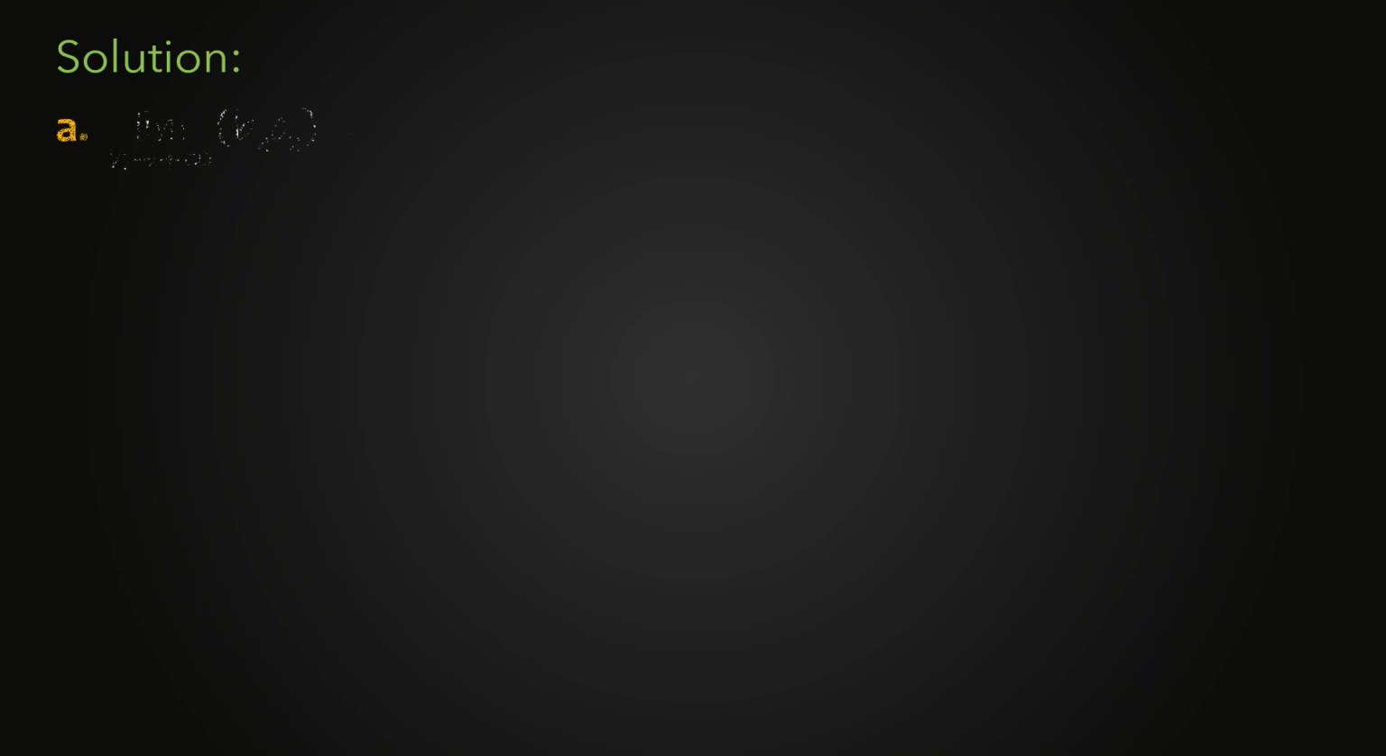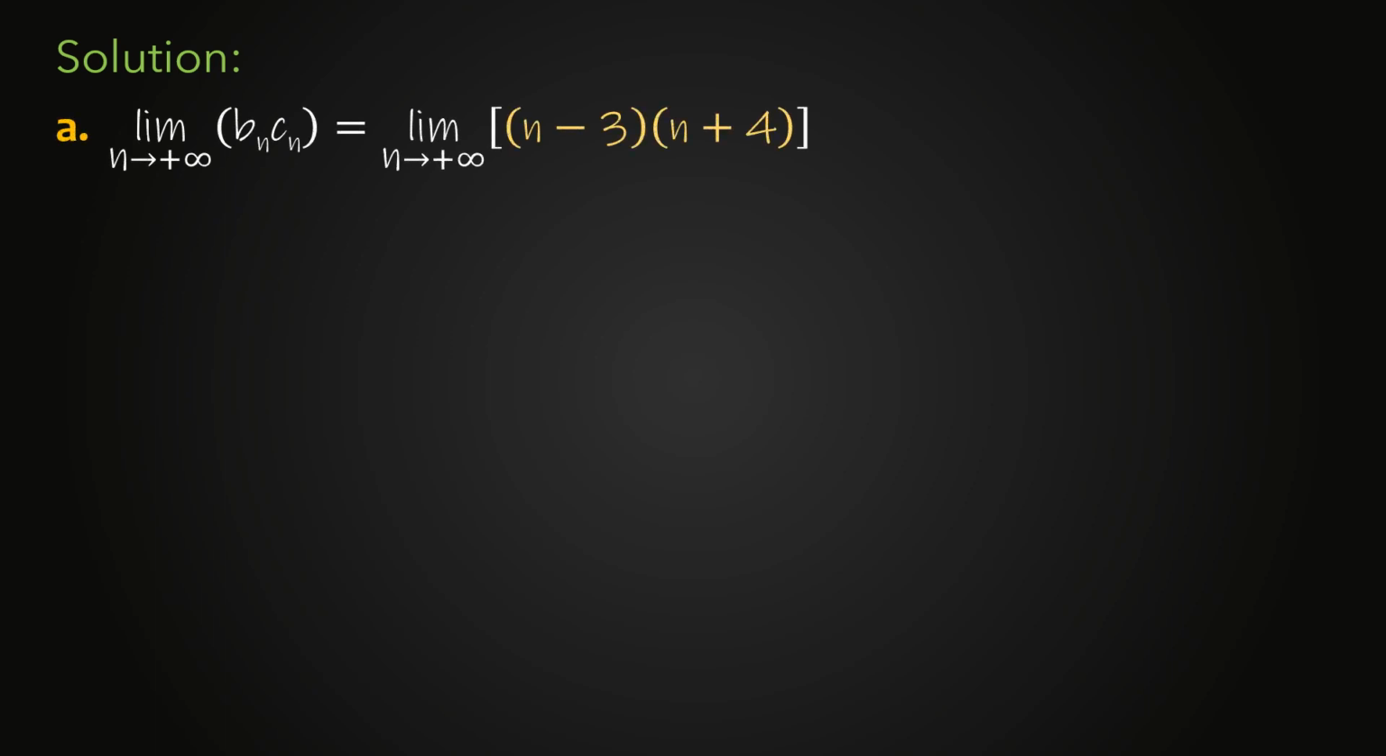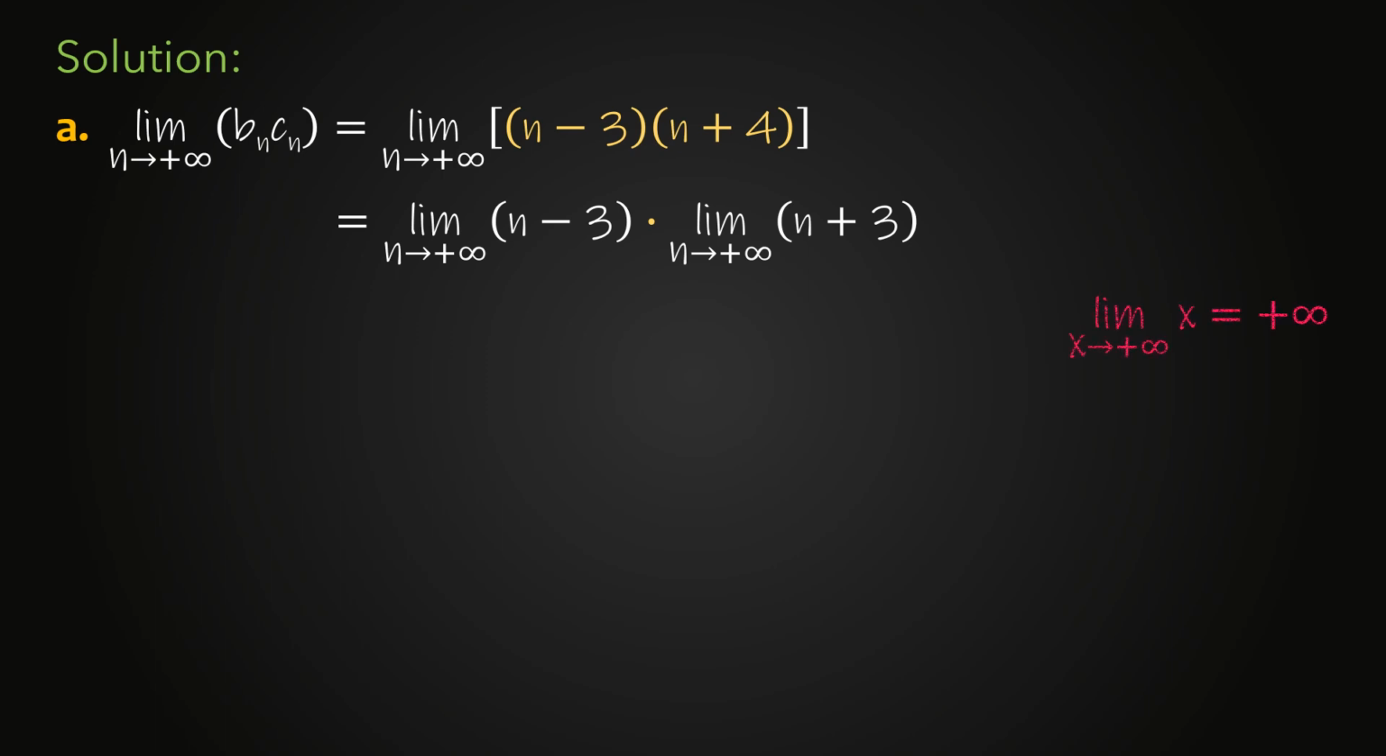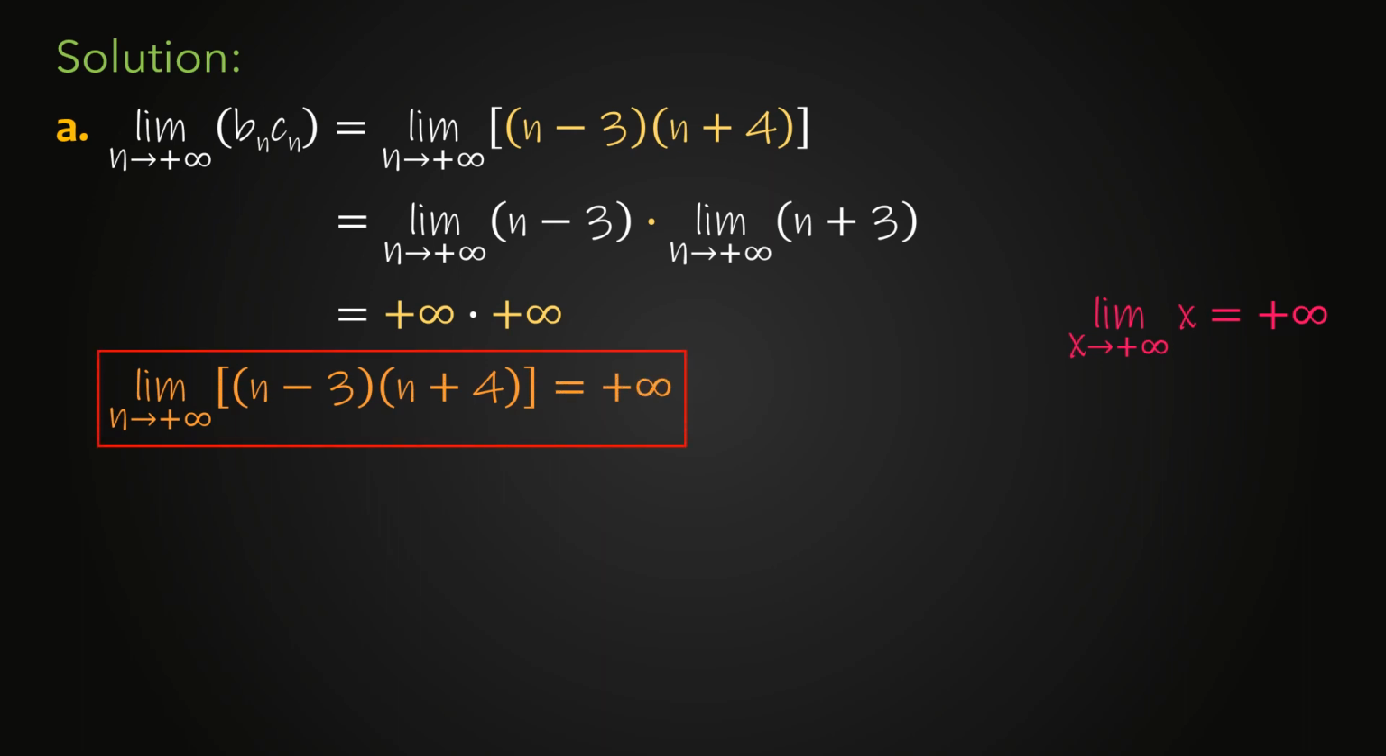A. Substitute the general terms of sequences B and C. Apply a property of limits of sequences. Use a limit at infinity expression of an algebraic function. The product of two positive infinities is also positive infinity. Thus, the limit of the sequence is positive infinity. That is, the sequence diverges to positive infinity.